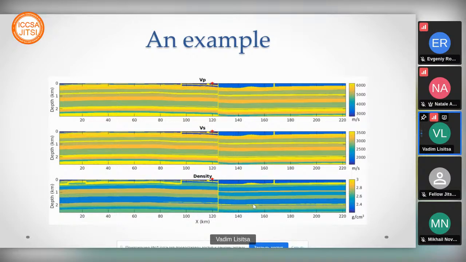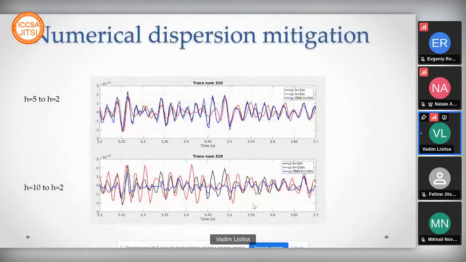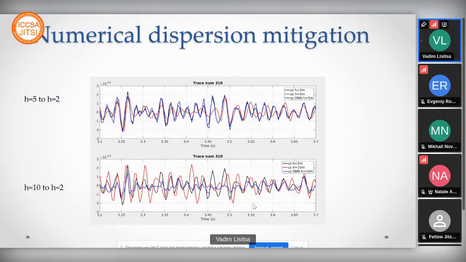Here is an example. That's a model. That's one of the traces recorded by some receiver. At the top, you see the application of the NDM net to map the data computed using a 5 meter mesh to the data computed on a 2 meter mesh. The blue one is the corrected solution, and the black one is the fine mesh solution. So it's pretty nice. For mapping the solution from 10 to 2 meters, it's not that good, but there are some extra difficulties in there.